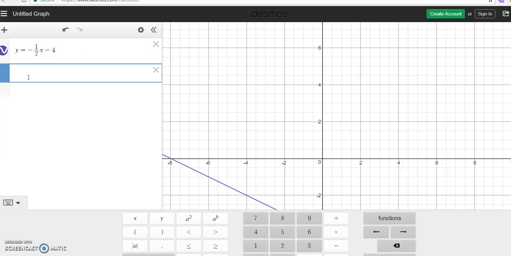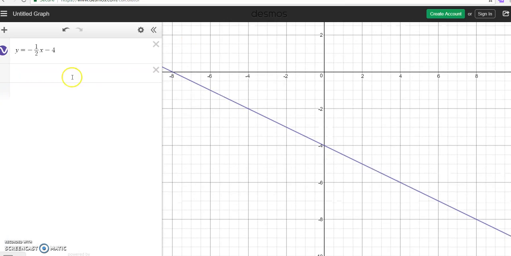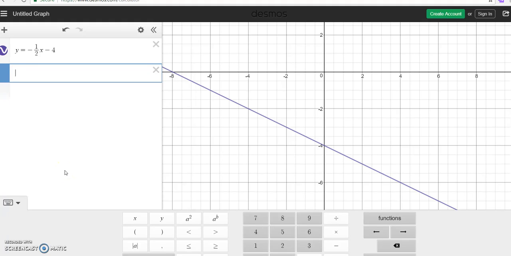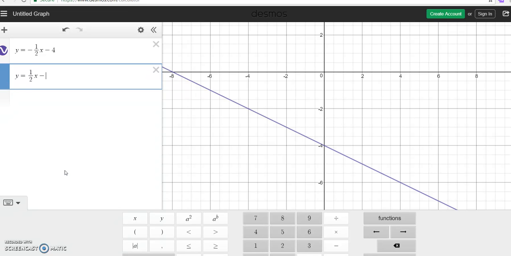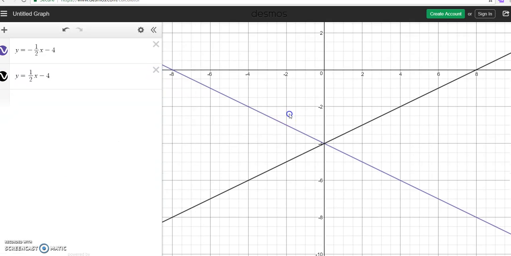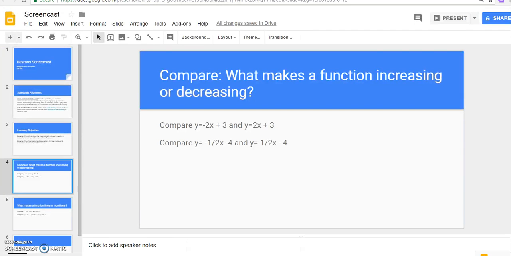And then we can add our other one. Oh, let me move this down so that we can see. Very nice. And I'll add a second one, just changing the slope to positive. So positive 1/2 of x minus 4. Okay, so when we look at these two, one has a positive slope, one has a negative slope. Let's go back to the question. What makes a function increasing or decreasing? Take a minute to think about this and have an answer.